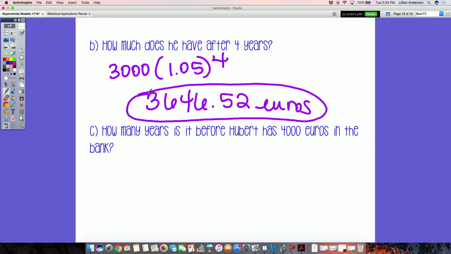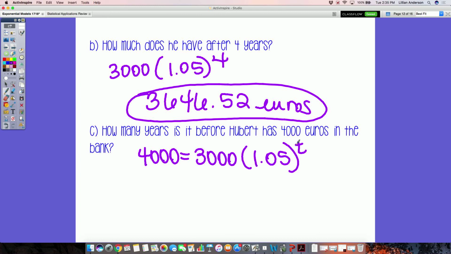And then how many years is it before Hubert has 4,000 euros in the bank? To figure this one out, we're going to plug that in for Y, and we're looking for T. Now, I don't know if some of you are using the table feature of your calculator. The only issue with that is that if T is not a whole number, that's the only time the table really needs to be used.